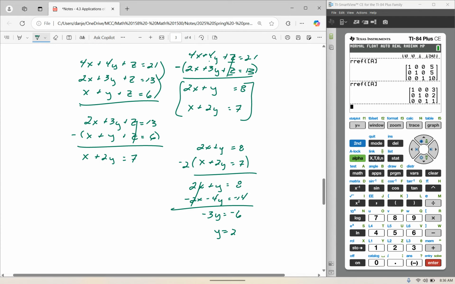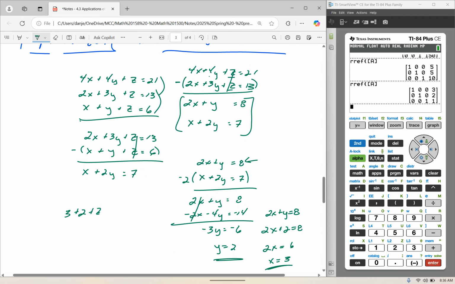Y equals 2. And then now I can work backward. Y equals 2. So let's go back to this equation. 2x plus y equals 8, where y is 2. Subtract 2, so 2x equals 6, so x would be 3. X is 3, y is 2. We also know that x plus y plus z, I'm going all the way back to this equation here, that the total number of sections was 6. 5 plus z equals 6, so z equals 1.